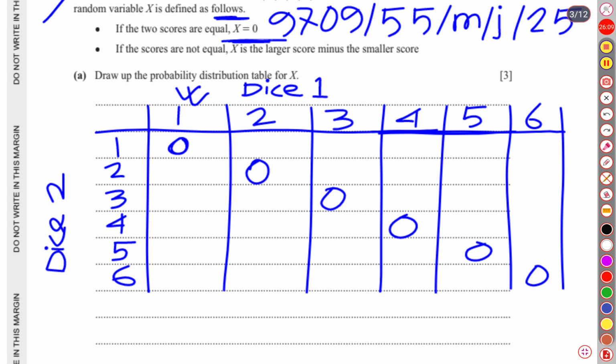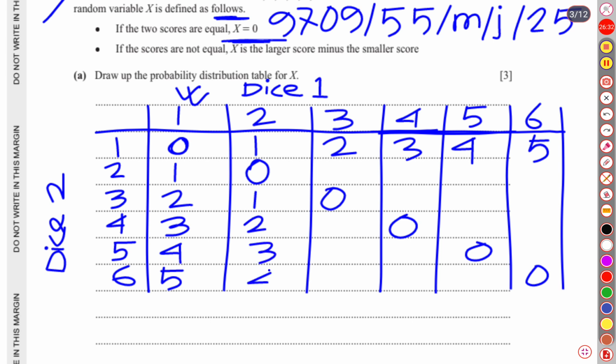Then the difference, 2 minus 1 is 1, 3 minus 1 is 2, 4 minus 1 is 3, 5 minus 1 is 4, and 6 minus 1 is 5. Then 2 minus 1 is 1, then 3 minus 1 is 2, 4 minus 1 is 3, 4 as well as 5. Okay. Then 3 minus 2 is 1, 2, 3, 4. Then this is 3 minus 3 is 0. Then 4 minus 3 is 1, 2 as well as 3. Then 1 as well as 2. Then 6 minus 5 is 1.